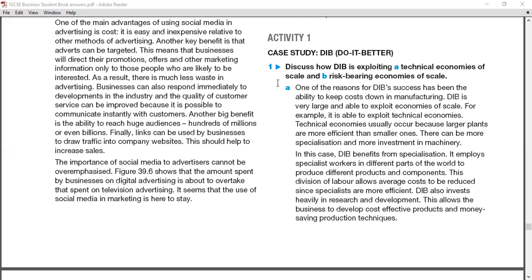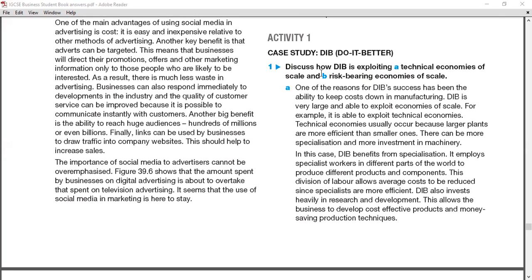Normally we talk about the technical side, meaning the benefits coming from the advantage of the IT sector, mainly machines and everything, using more equipment and technology. Whereas the risk-bearer economies of scale mean the diversification benefits. The organization has more diversification benefits. Like they are not selling only building equipment, they are selling garden equipment, electrical items, and so on.